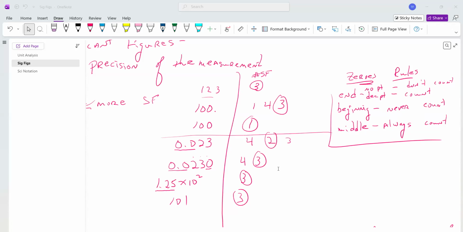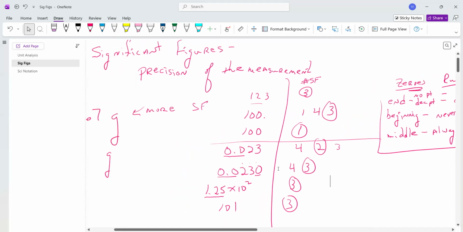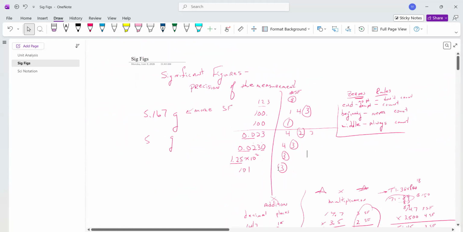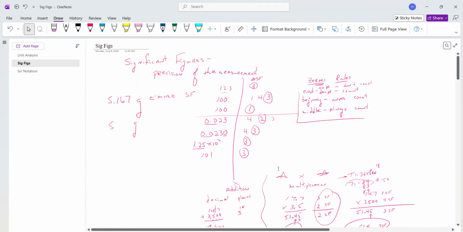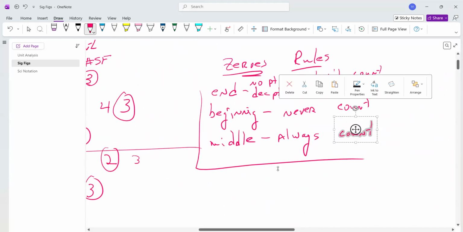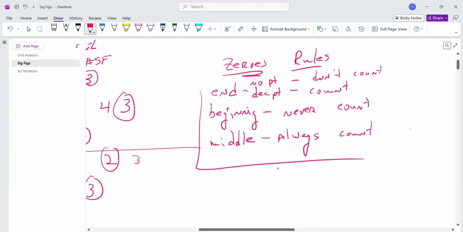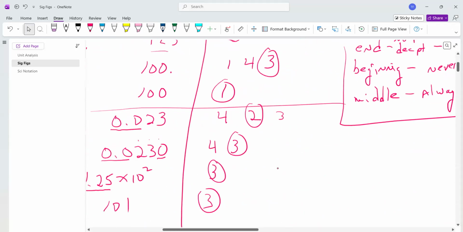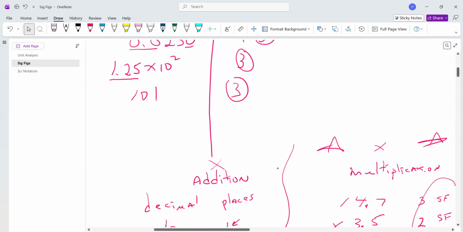Okay, so as a quick review, yesterday we talked about significant figures as a measurement of precision. And there were some issues with zeros. So real quickly on the rules for zeros, if it's in the middle, it always counts as a significant figure. If it's at the beginning, it never counts. And then if it's at the end, whether it counts or not depends on whether you have a decimal point or not. And then I went through these examples here.